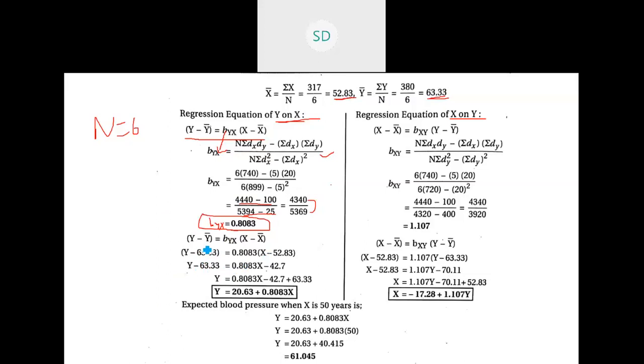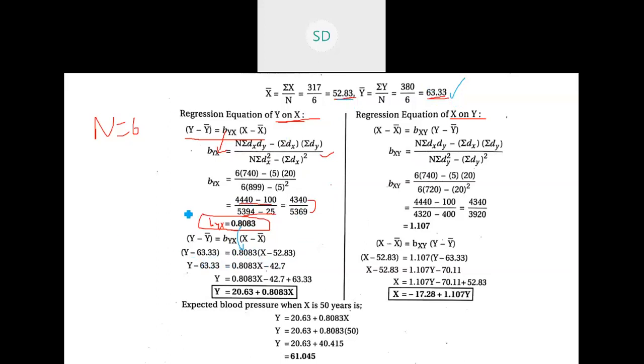Okay, so y minus y bar is equal to byx into x minus x bar, and y bar, which is already calculated here, is 63.33, is equal to byx, which is 0.8083, into x minus x bar, which is 52.83.